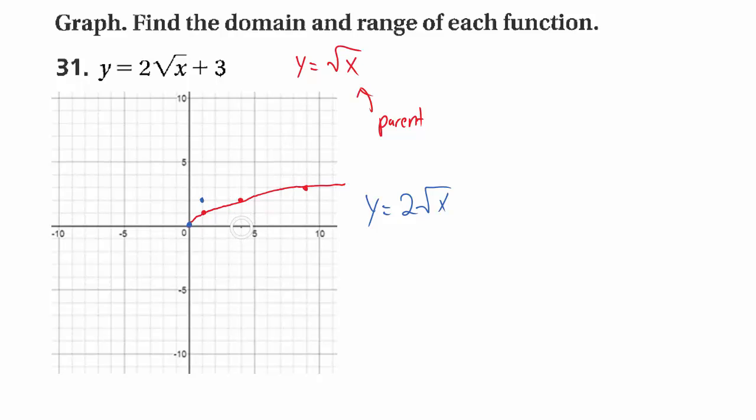The square root of 4 is 2, but if you double that, you get 4. The square root of 9 is 3. If you double that, you get 6. Now, this is not the function that I want. This is just that stretched function.